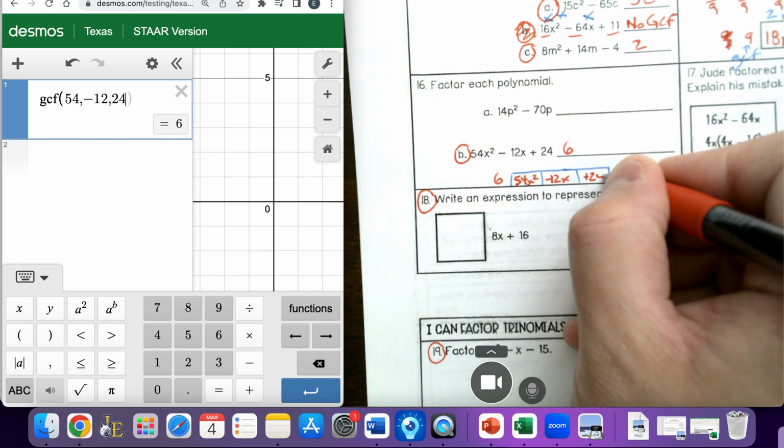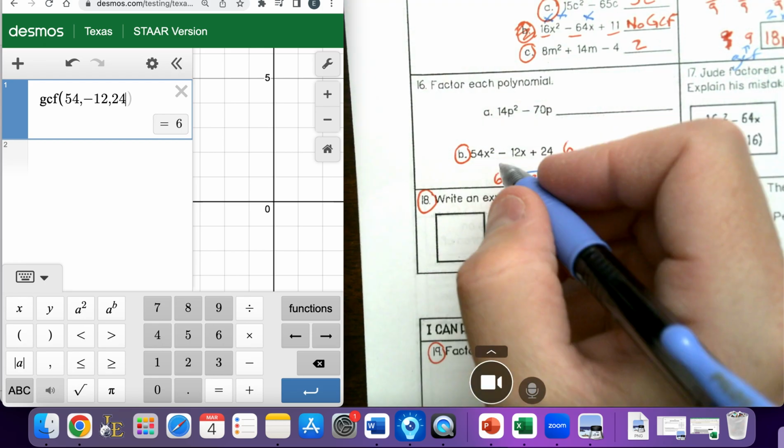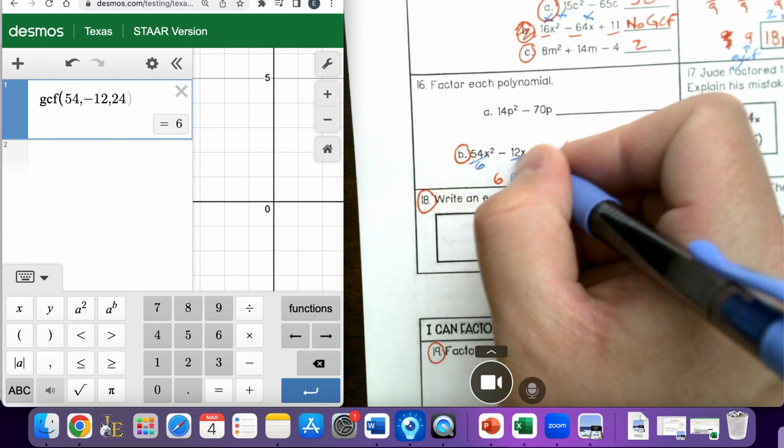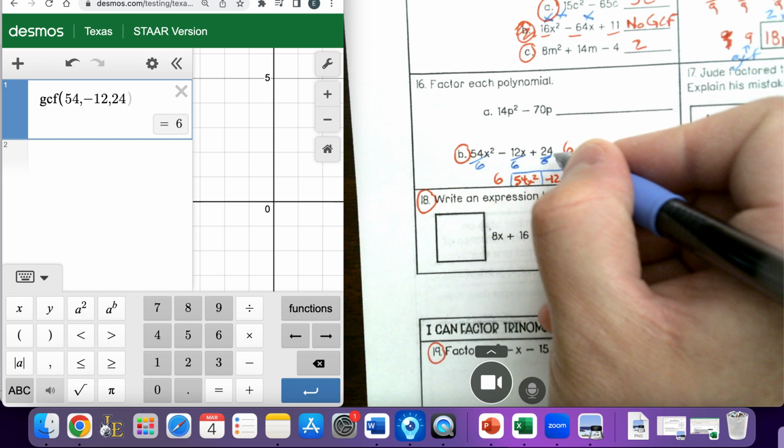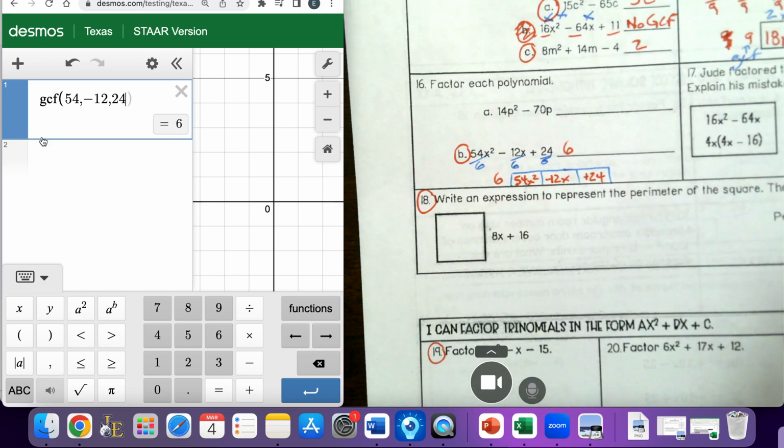And when I solve these, when I factor out a 6, it's like I'm dividing all of these by a 6. And I'm running out of space here very quickly. Kind of needed a lot more space here. So what's 54 divided by 6?